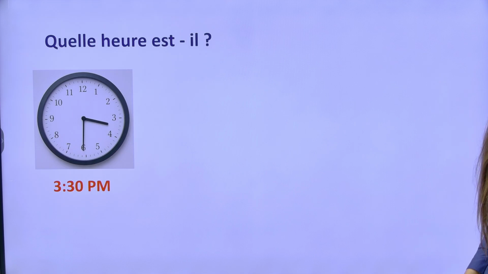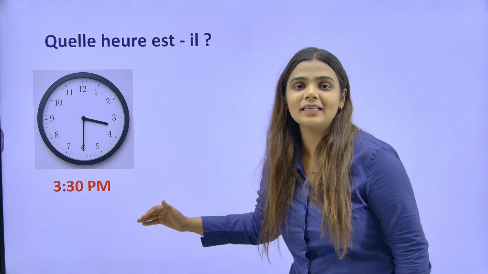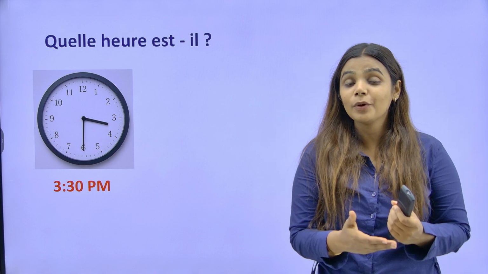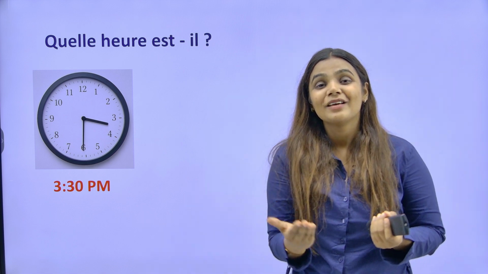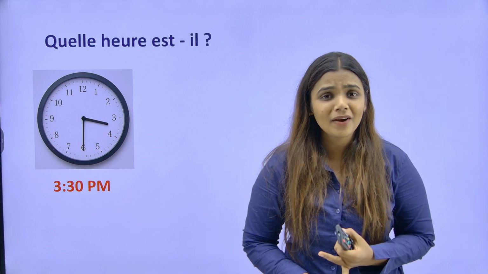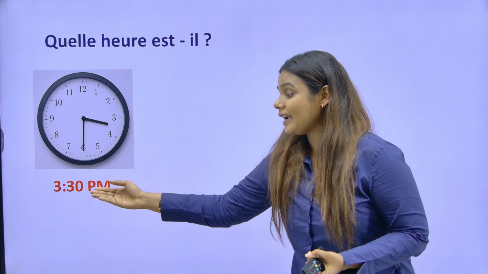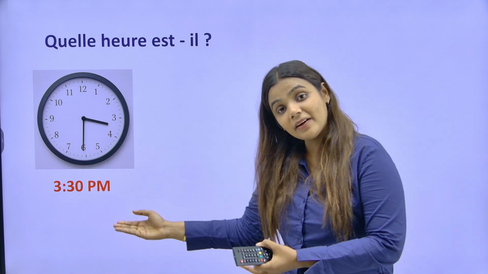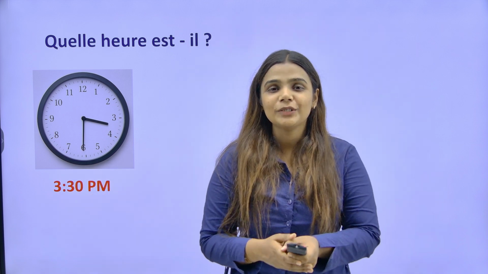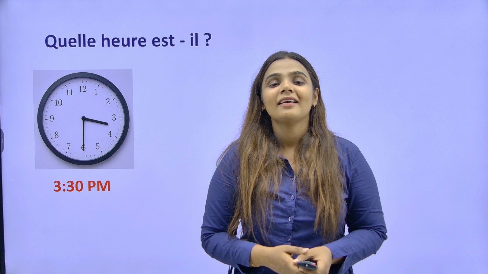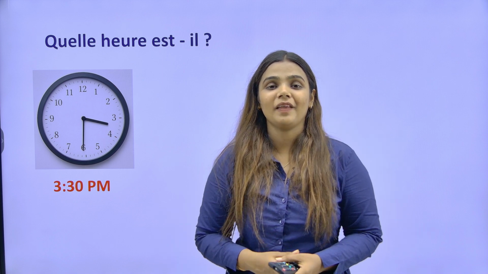Let's take one more example. Quelle heure est-il? And it is 3:30 p.m. There are going to be different ways to say this. You can use the 24-hour clock. You can use the 12-hour clock. As it is and a half, I can say it is 3:30. I can also say it's 3:30. I want you to try saying it is 3:30 p.m. in French.